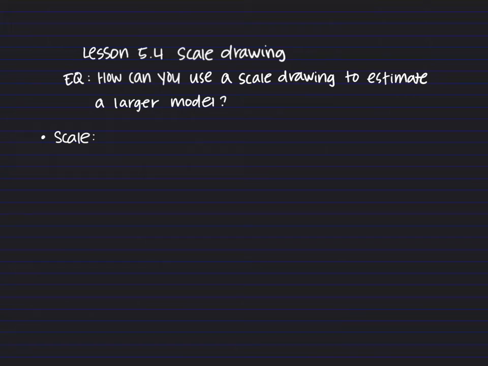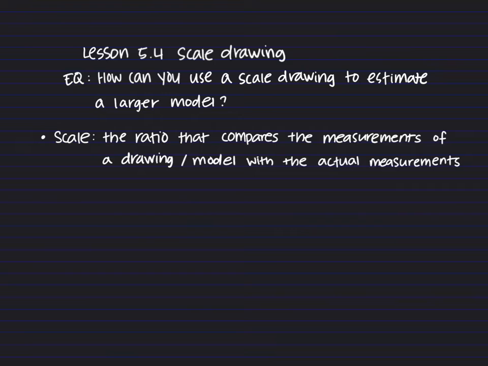Lesson 5.4 is on scale drawing, and the essential question is how can you use a scale drawing to estimate a larger model? So scale is the ratio that compares the measurements of a drawing or a model with the actual measurements. Usually the top number or the number on the left is going to be a smaller number, which would be a number for the drawing scale or the model scale. The number on the bottom or on the right will represent the actual model or actual distance, whichever one that you're using. So you might have seen something like this before.